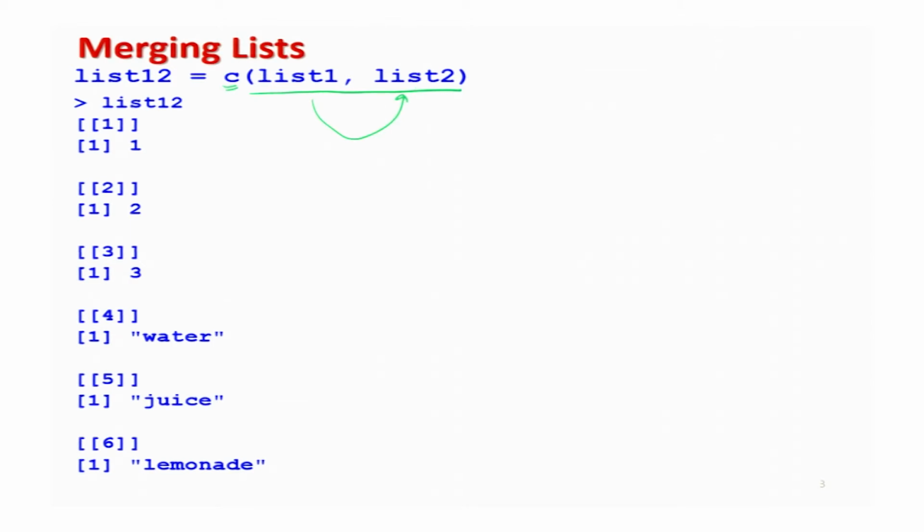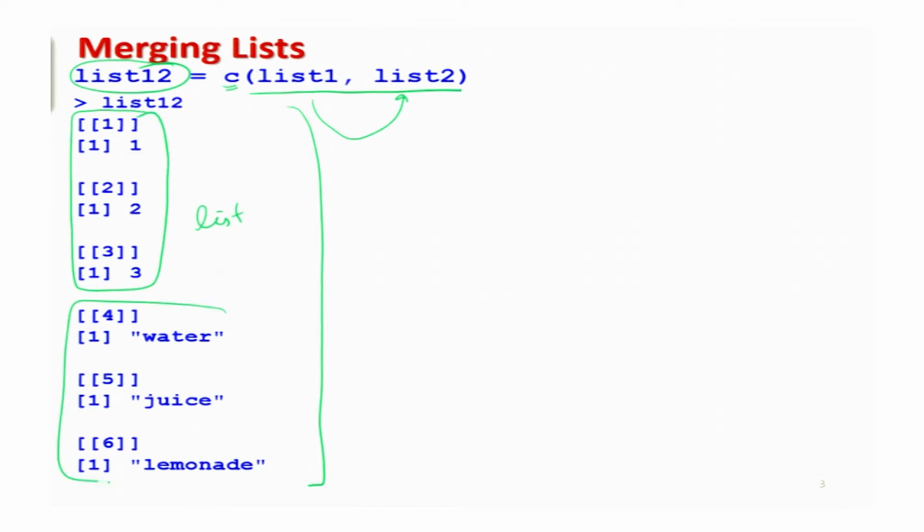So, suppose I combine both these lists, I merge both lists, and the outcome is stored in a list 1, 2. Right. So, this outcome will look like this. Now, you can see that this first part is your list 1, and this second part is your list 2. So, both the lists are merged together without any problem.